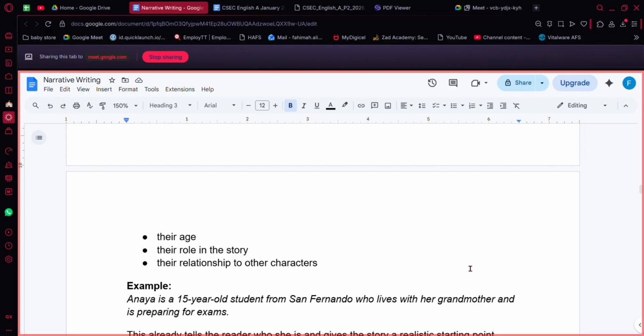Also their role in the story. So who are they? Is it that they are the main character, the supporting characters? Who are they? What do they do? Why are they in the story? You can't write a character and have them have no role in your story.